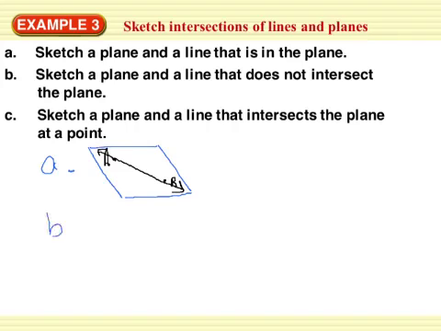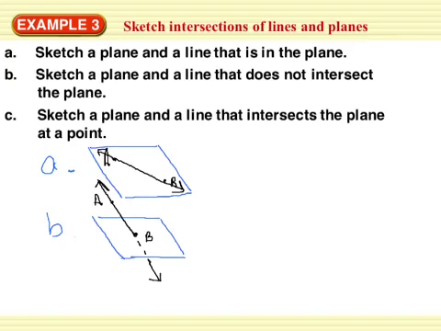B, sketch a plane and a line that does not intersect the plane. I'm going to make another squished square, and then I'm going to put a point. Okay, B is on the plane, A is not. Once I hit the plane, I'm going to sort of dash it so you can see that it sort of goes through. Not bad.